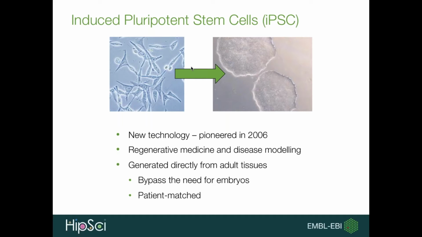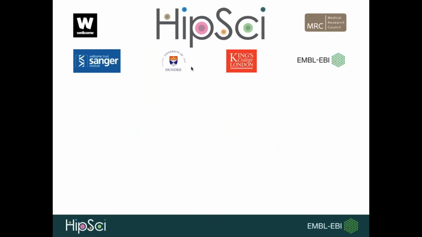And also iPS cells can be patient matched, so you can take a tissue sample from a patient and reprogram that patient's cells back into an iPS cell. So this is very exciting for the fields of medicine, but scientifically there are still a lot of unanswered questions about this cell type. In particular, it's still a cellular phenotype which has not been fully characterized. And that's where the HipSci project comes in.